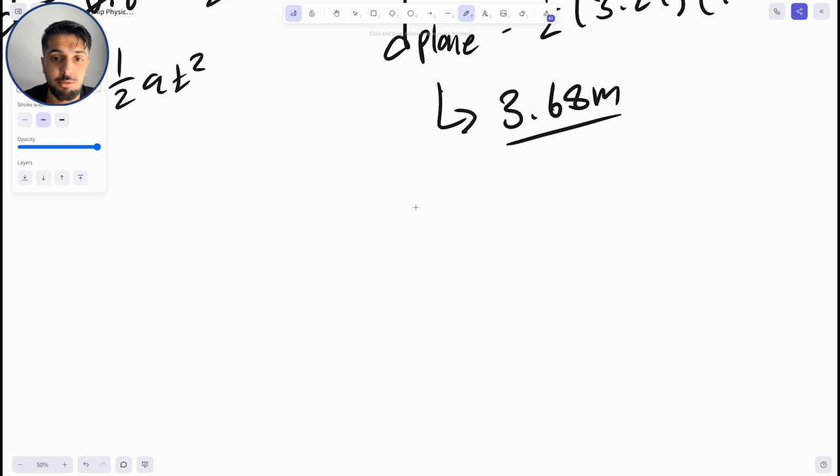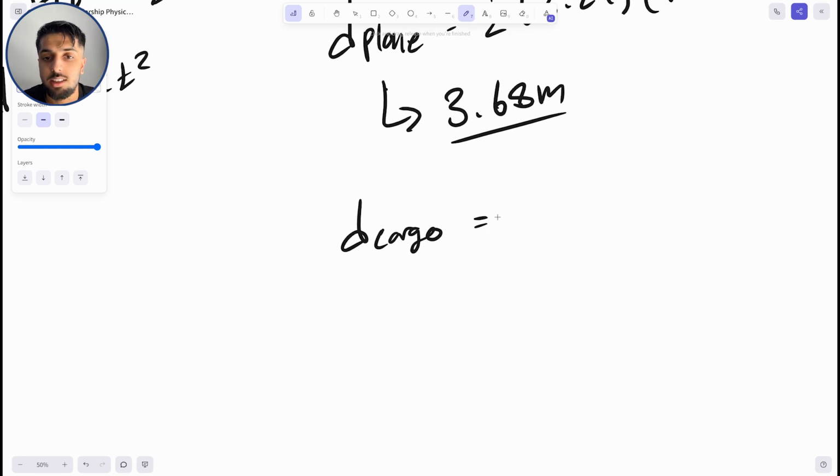Now we can do the same thing for our cargo, the distance of the cargo, and that is still equal to half times the acceleration.